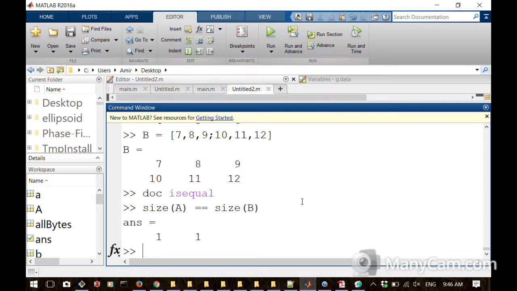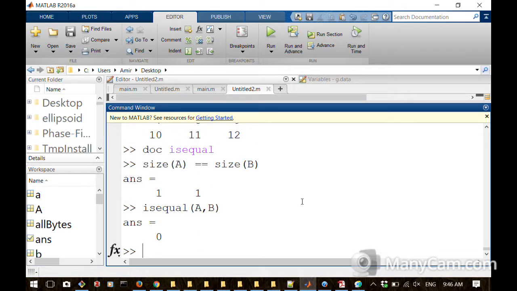What does doc isequal mean? Doc means documentation for isequal. I was wondering if you could use isequal, but isequal gives you something else. If I say isequal(A, B), that's not going to help us. I think it will give you 0, because it compares both the size as well as the content, the elements. If I say isequal(A, A), it's going to give me 1 because A is equal to A completely.